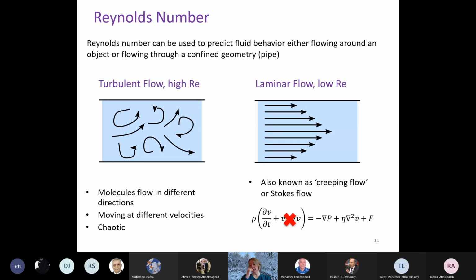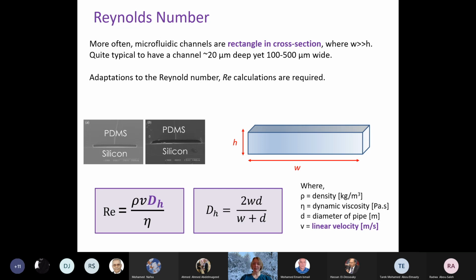And then just looking back at those Navier-Stokes equations, we lose that, or that inertial term becomes negligible, and what we get is Stokes flow or creeping flow, which is an area of fluid dynamics that people usually specialize in.